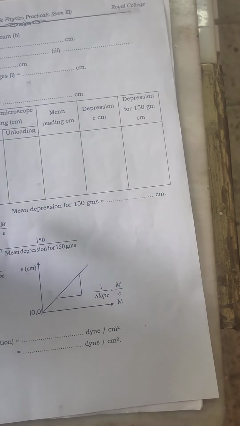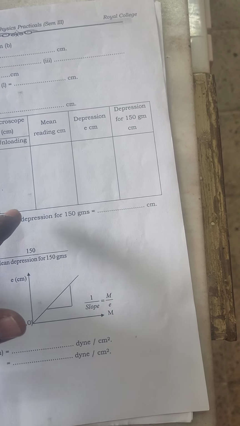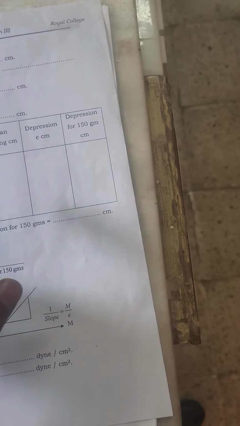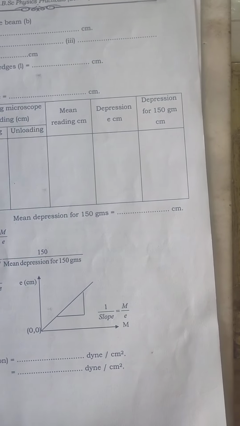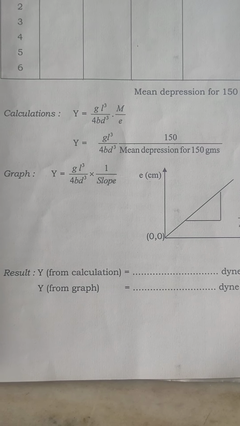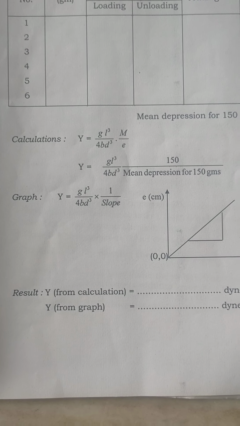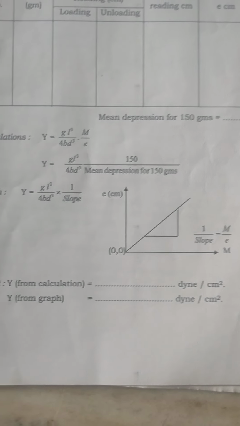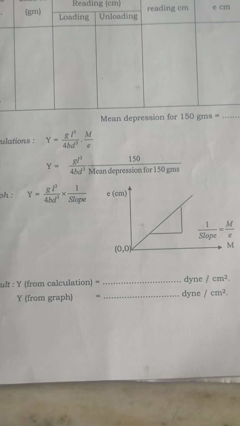For all the loading I will get the readings. Then I will remove the weights one by one and take the readings for unloading. With this we can find the mean and then the depression, and from the depression we have to find it for 150 gram, and we'll see how to do that. Then I will do the calculation using the formula and you will get the value of Y by calculation. Second, we'll plot a graph, and from the graph you will get the value of Y. So we get two values of Y, one from the calculation and the other from the graph. This is the entire thing.